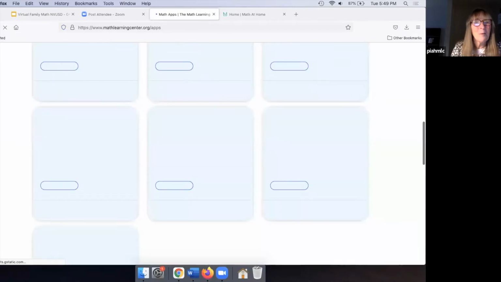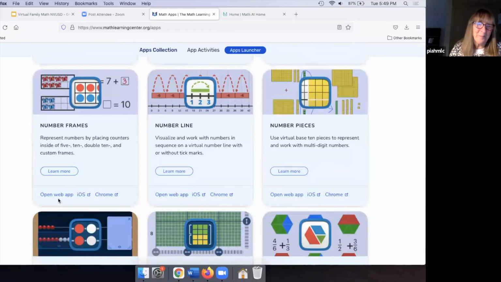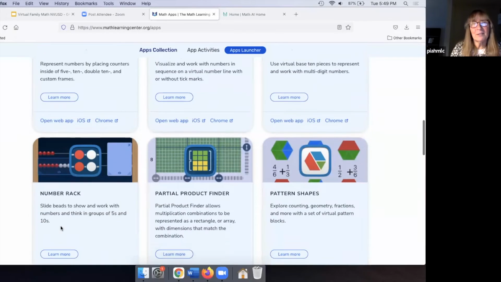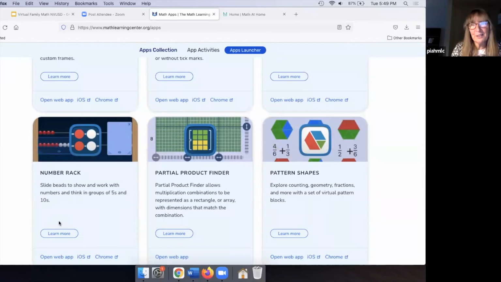All right, how about one more app? And that's the number rack. This model is used in kindergarten and first grade, second, and a little bit in third grade, but I like it for multiplication also. So maybe you're thinking about supporting your child at home with multiplication.